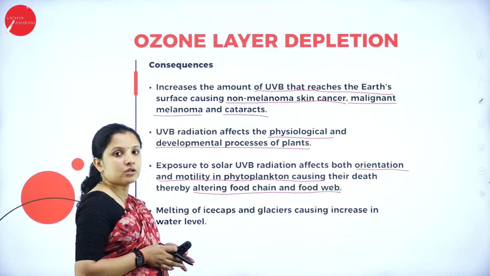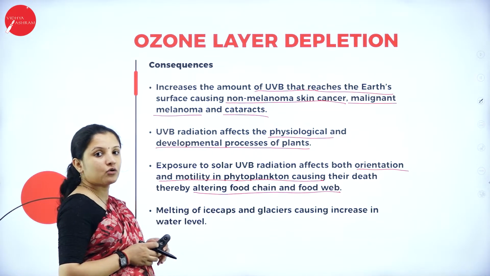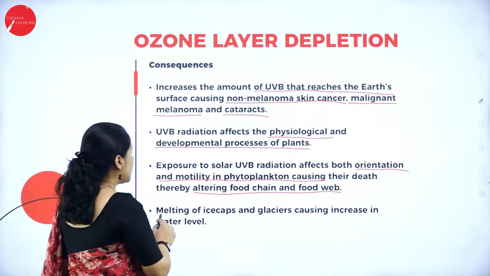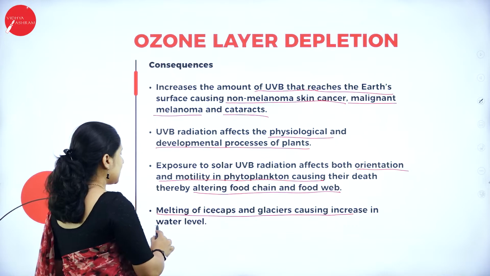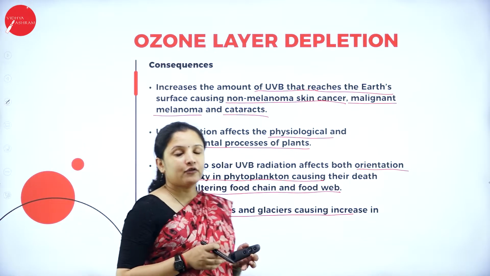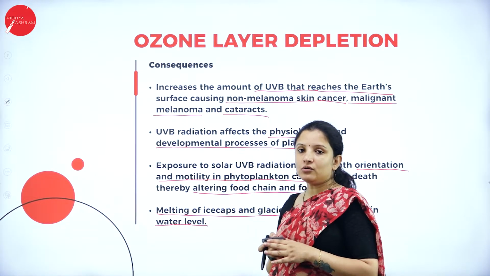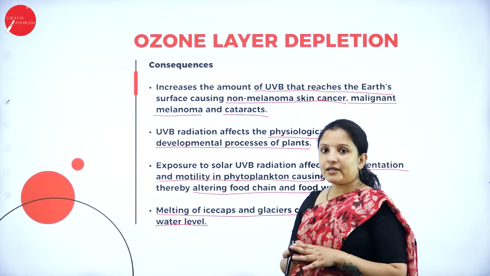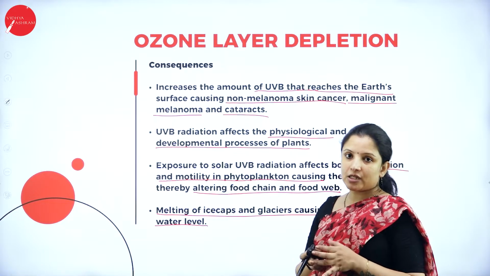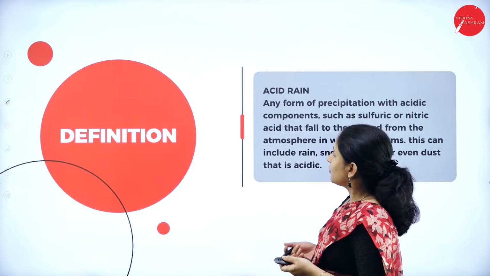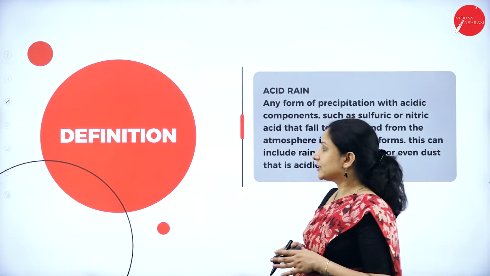And also the depletion of the ozone layer can cause melting of ice caps and glaciers, which will result in an increase in water level. Therefore the increase in water level can lead to flooding and a lot of problems for the people as well as agriculture. So these are the consequences of ozone layer depletion.